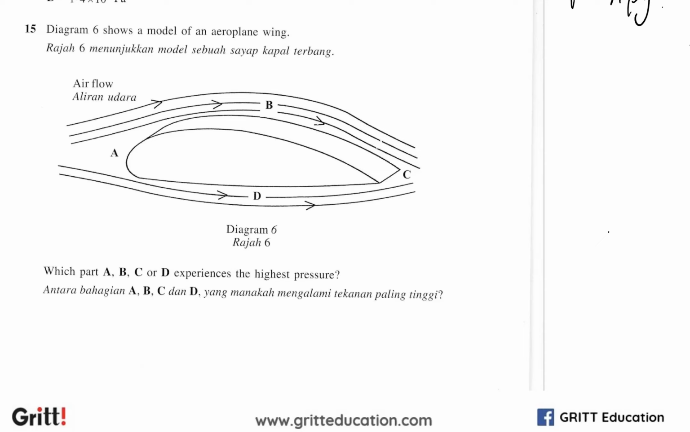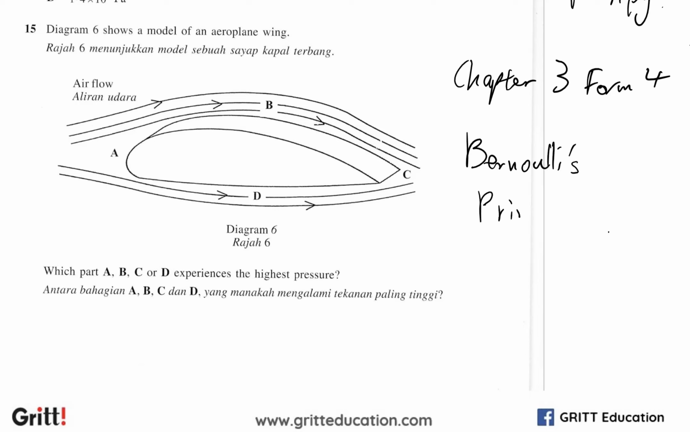Alright, so for this question, the chapter that you want to associate it with is chapter 3 of Form 4. So you want to be thinking about Bernoulli's principle. Bernoulli's principle states that the higher the velocity of the fluid, the lower the pressure. So it's higher velocity, lower pressure, and vice versa, whereby lower velocity, higher pressure.